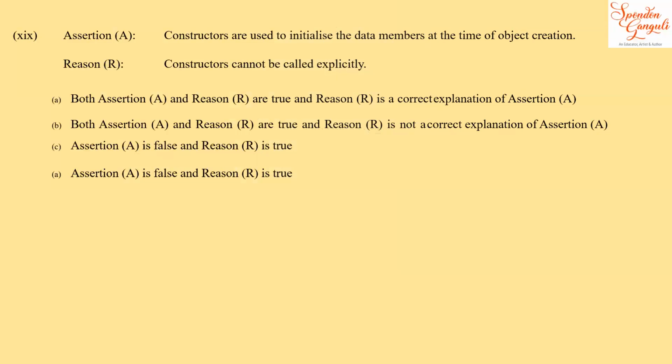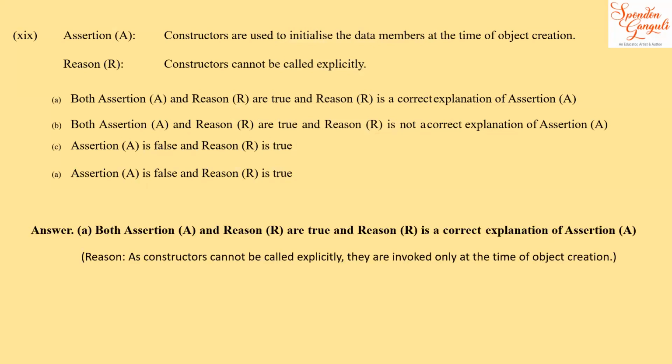Next question, assertion: constructors are used to initialize the data members at the time of object creation. Reason: constructors cannot be called explicitly. Here the correct answer is both assertion and reason are true, and reason is the correct explanation of the assertion. As we know, the constructor cannot be called explicitly and is invoked only at the time of object creation.